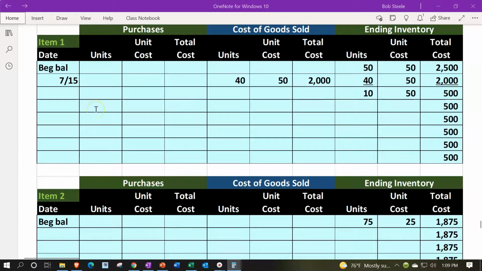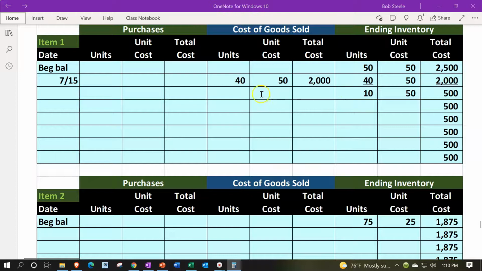QuickBooks then does this work, which I'm not going to get into in detail in terms of the flow assumptions, but just note you need some kind of flow assumption: either specific identification, first in, first out, last in, first out, or weighted average. QuickBooks Desktop typically uses weighted average as the default. So in other words, if we started with 50 units, so we've got two kinds of inventory, inventory item 1 and 2, we started with inventory item 1, 50 units at $50. That multiplied out comes out to the $2,500.